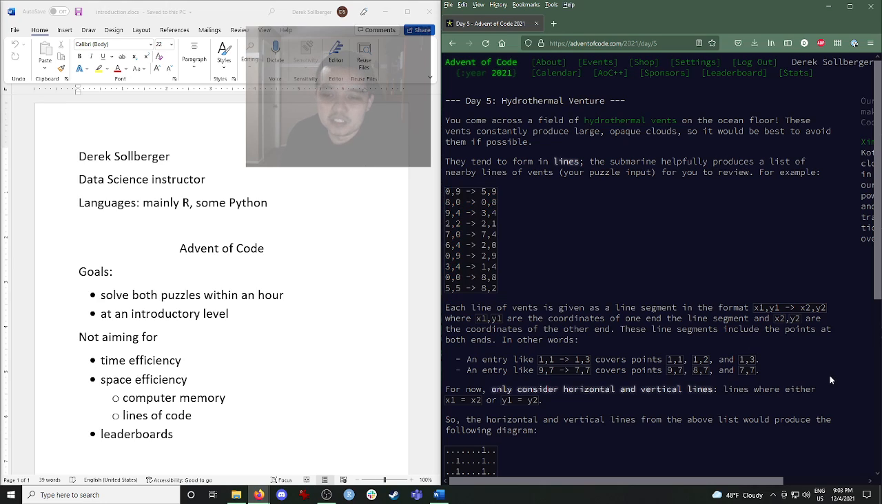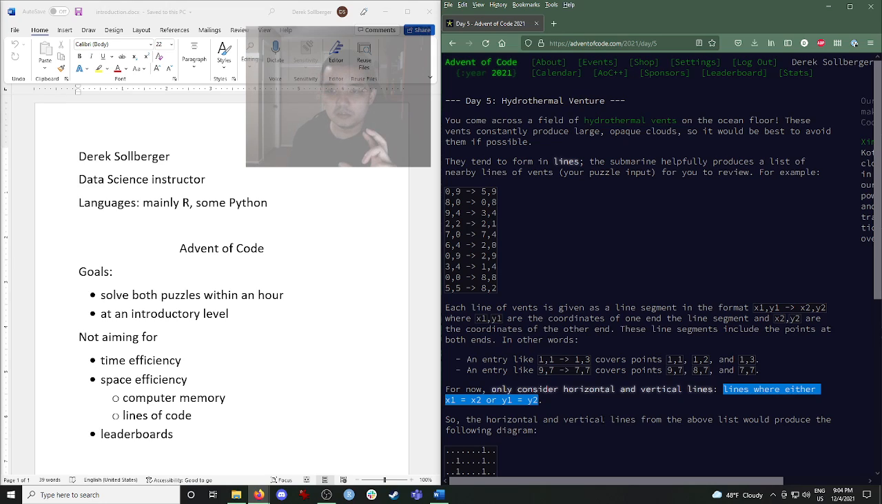Each line of vents is given as a line segment in the format x1, y1 to x2, y2, where x1, y1 are the coordinates of one end of the line segment and x2, y2 are the coordinates of the other end. These line segments include the points at both ends. In other words, an entry like 1, 1 to 1, 3 covers points 1, 1, 1, 2, and 1, 3. Notice that we're using integer values. An entry like 9, 7 to 7, 7 covers points 9, 7, 8, 7, and 7, 7. For now, consider only horizontal or vertical lines. That means that x1 equals x2 or y1 equals y2.